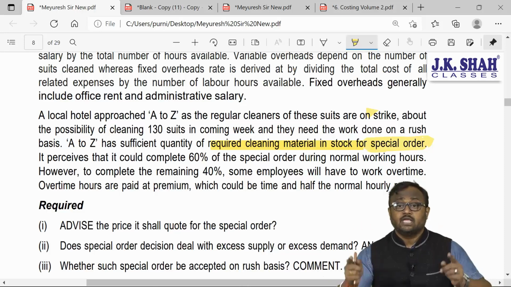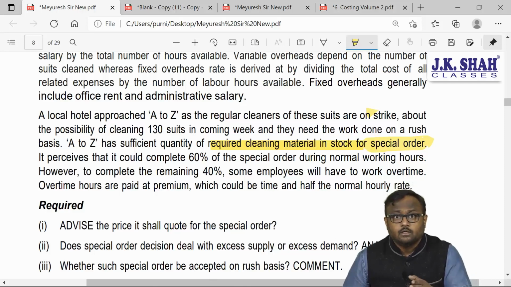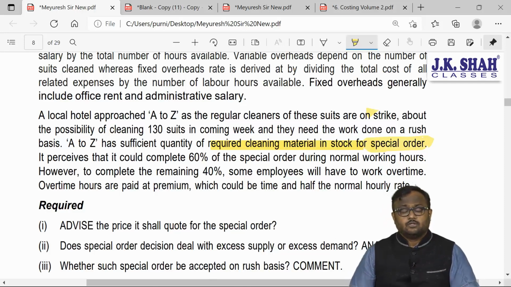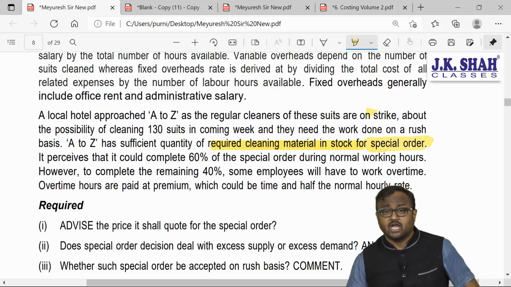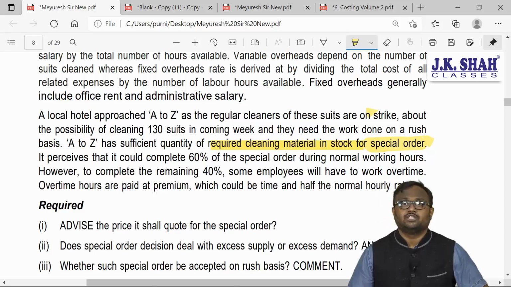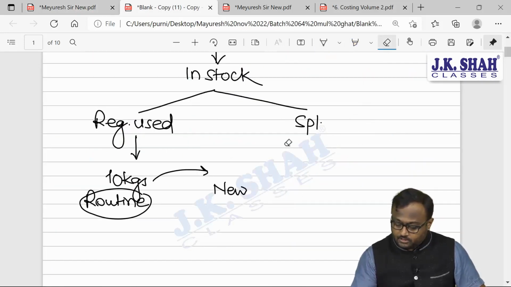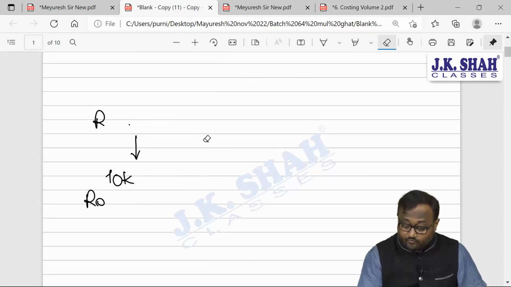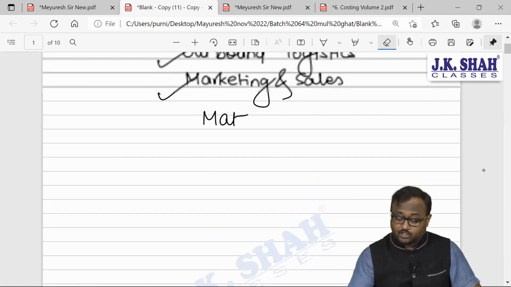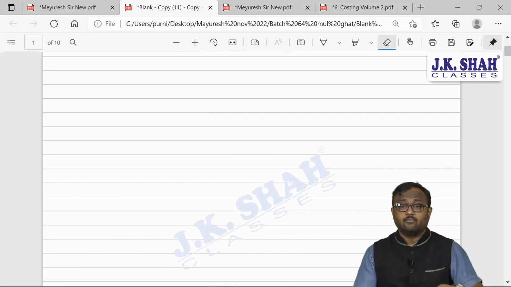So if I don't use that cleaning material for this hotel, I can use it in my laundry for routine work. So what? It is a replaceable material. If I'm not going to use it for the hotel, I'm going to use it for myself. So if I'm using it for the special order, for the hotel, I have every right to charge it to the customer. It is not the material which is in stock, which was purchased for some special order. No. Special order means the order given by the hotel.